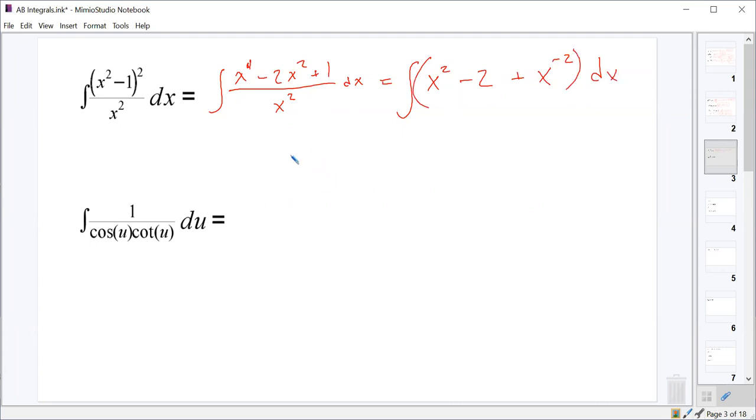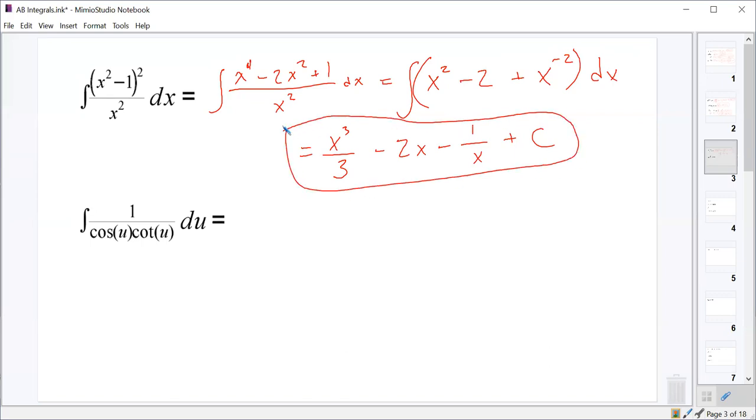And now it's a nice power rule problem giving us x cubed over 3 minus 2x. And then this goes up to negative 1, and then we divide by negative 1, so minus x to the negative 1. Or if you want to write it as minus 1 over x, that's good too.